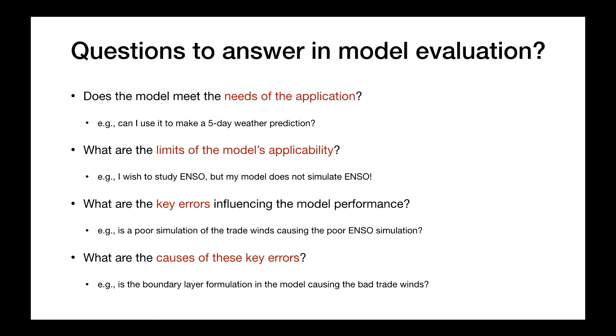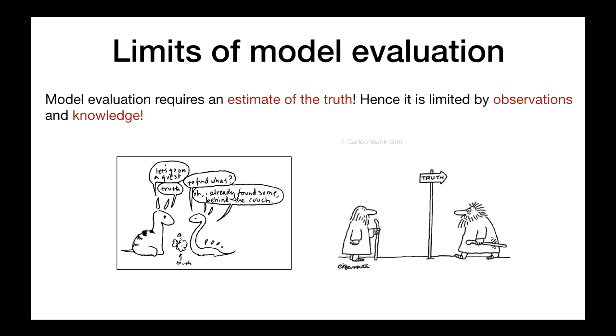So for instance, staying with my trade wind example, we now have to ask, why are the trade winds bad? Is it the boundary layer formulation that causes the trade winds not to be very good? What is the underlying cause? And so most of us stop at 1, 2, or 3, and question number 4 is often not followed up by people. And it's left to the model developers.